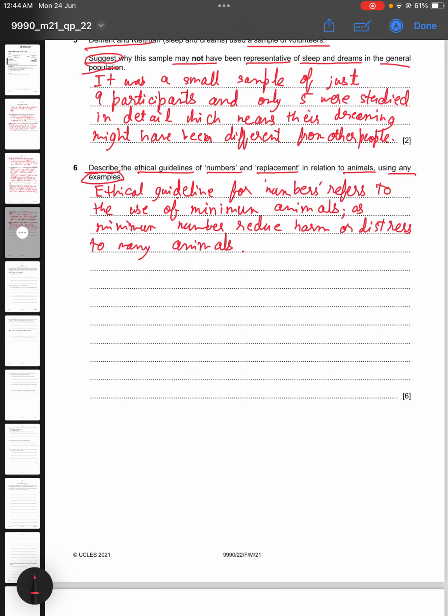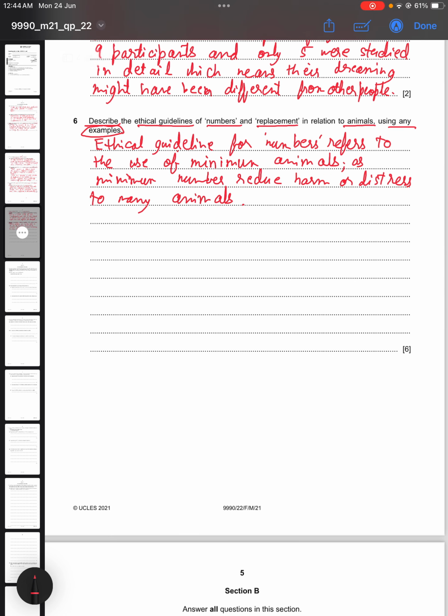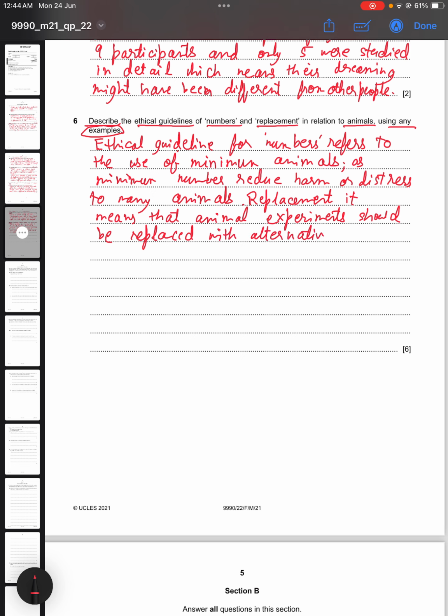and by replacement it means that animal experiments should be replaced with alternatives where possible, as this also reduces harm or distress to animals.